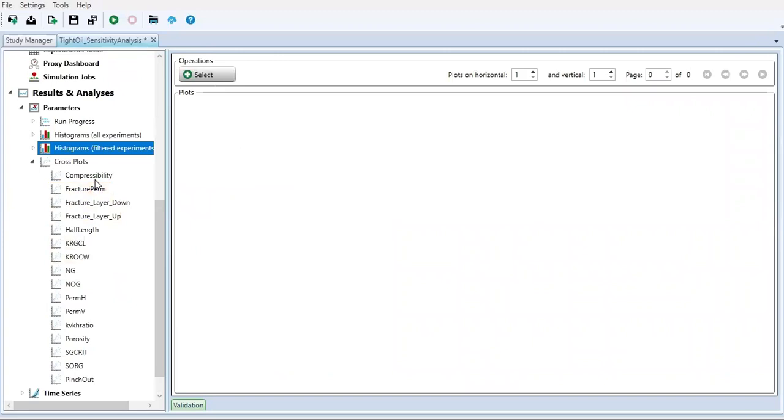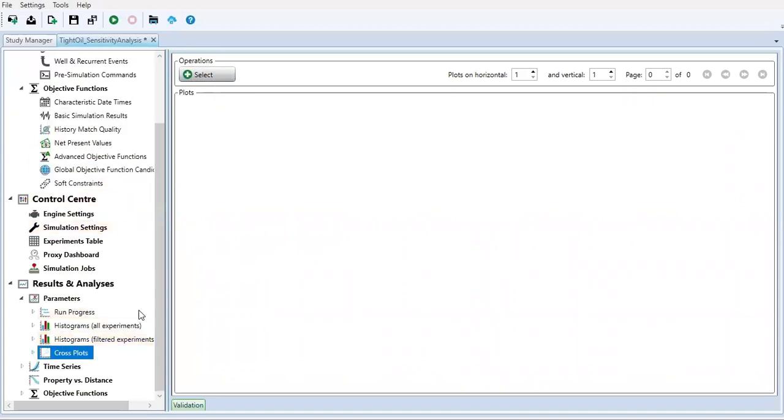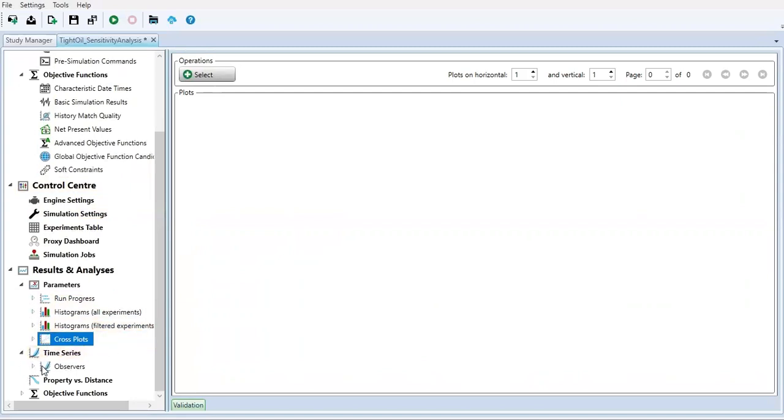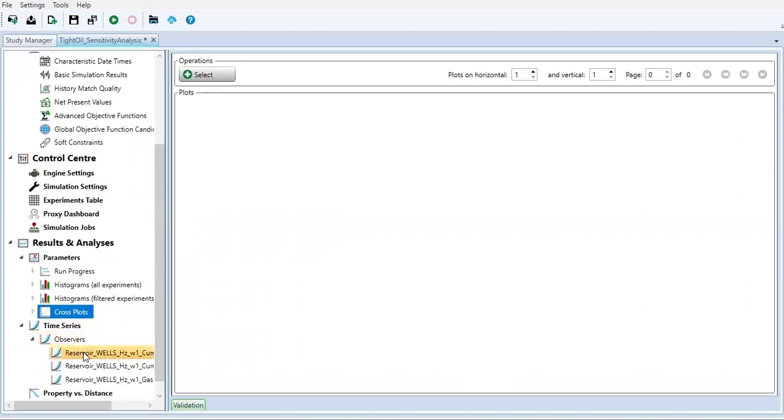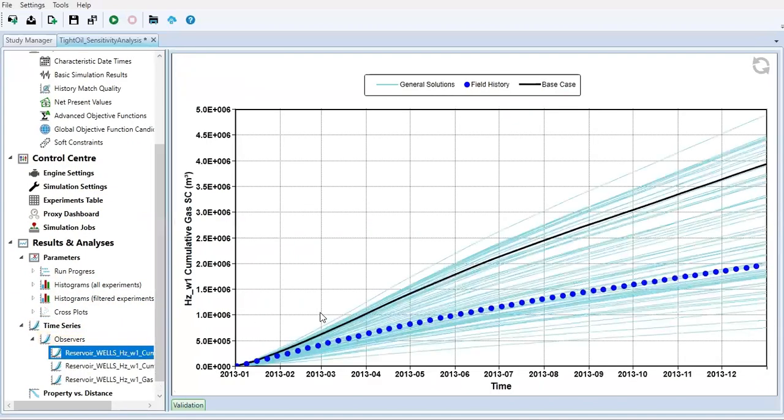Cross plot. Yeah, we need to do the operation, but I will skip it for now. And another thing that's very important and interesting is time series, observer. Okay. Now this section is very, very important.